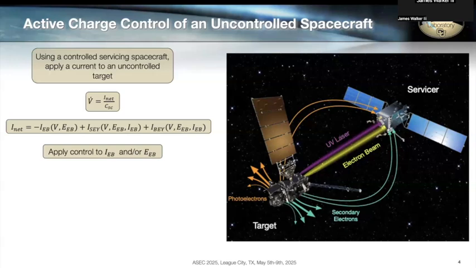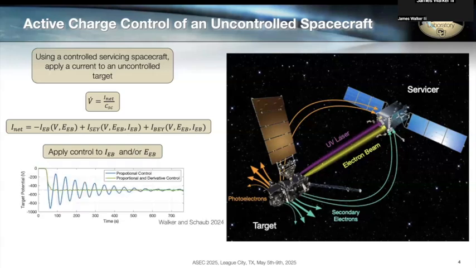Previous work looked at applying control to the current of the electron beam, and that is what is shown here. We were able to achieve our desired potential by just applying control to the electron beam current. However, this work is going to deal with applying the control to the electron beam energy. We determined that's an easier and more effective control. So in this project, we're going to be applying a linear proportional controller to the electron beam energy to control the potential of the target.